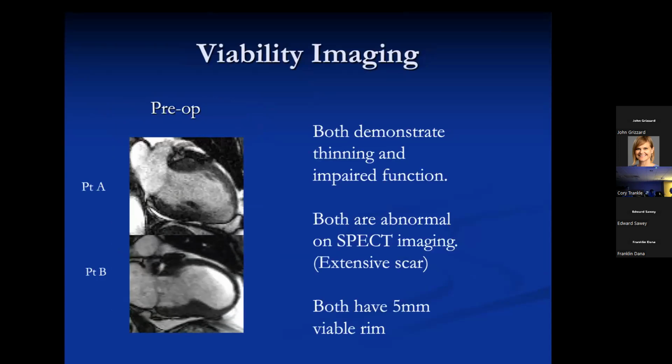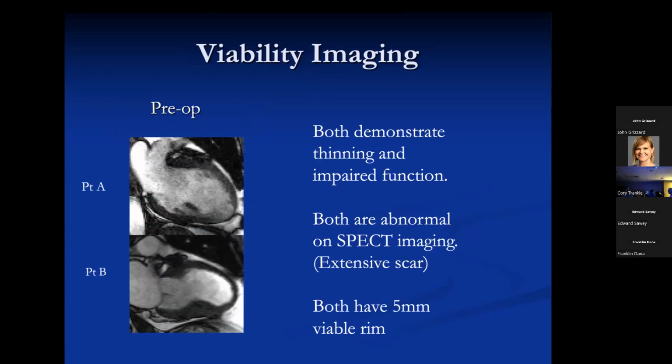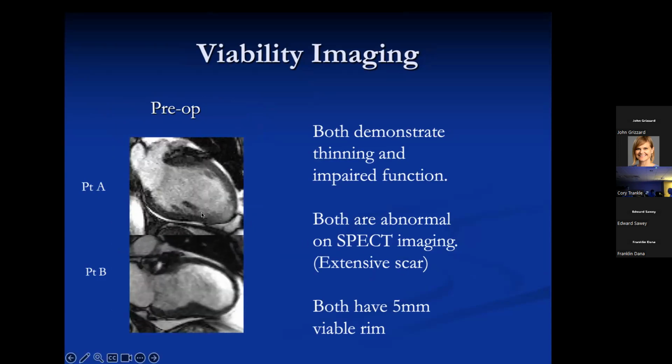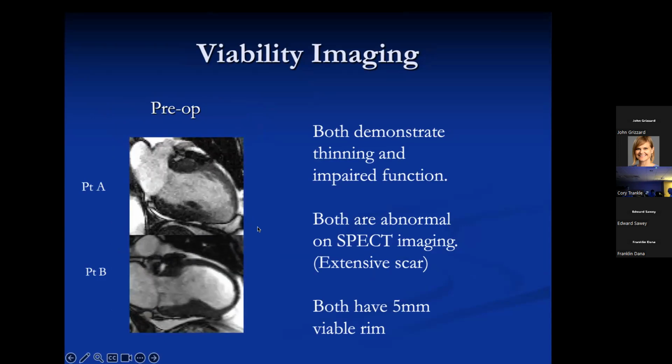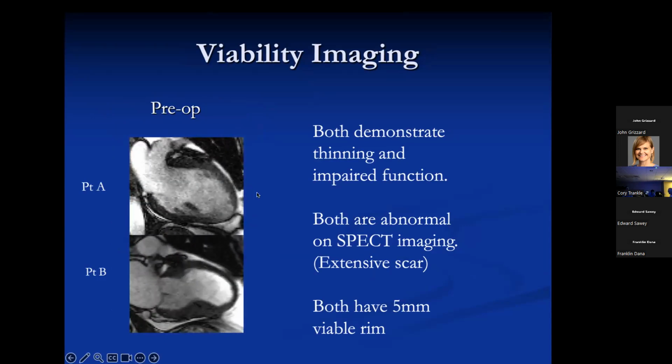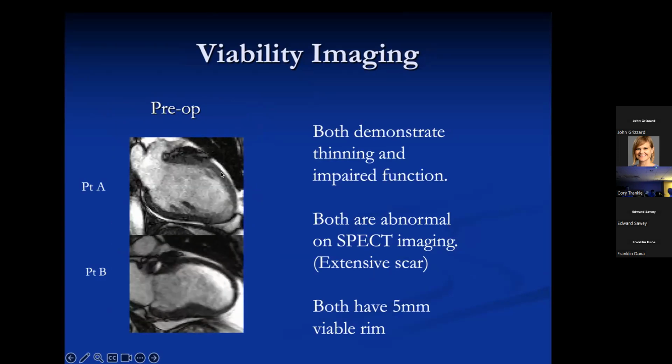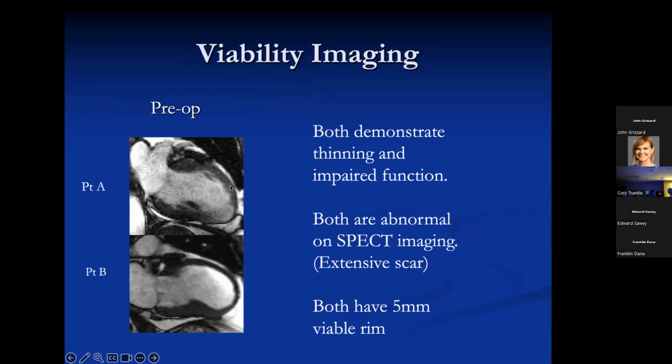So I'm going to close this because we're getting to the end of the hour. Basically, here are two patients. I've shown this in other talks, but you have pre-op patients. Both of these guys were known to have had prior MIs, and they had cine images and were asked to assess viability. Well, if you look at that, they have dysfunctional myocardium.